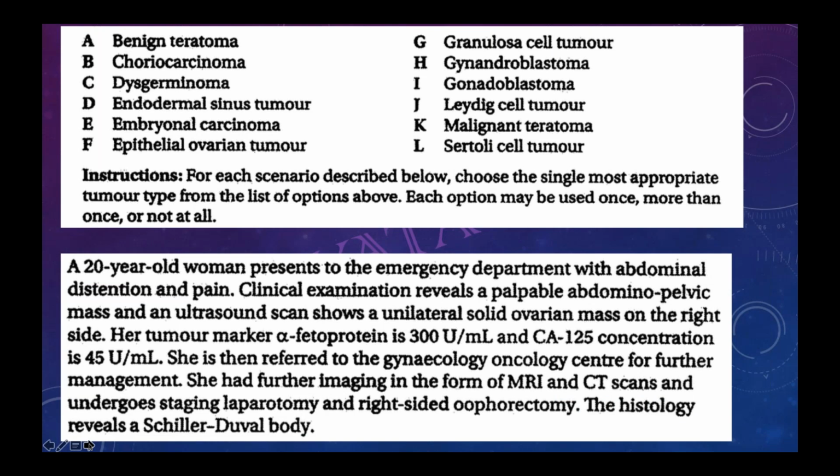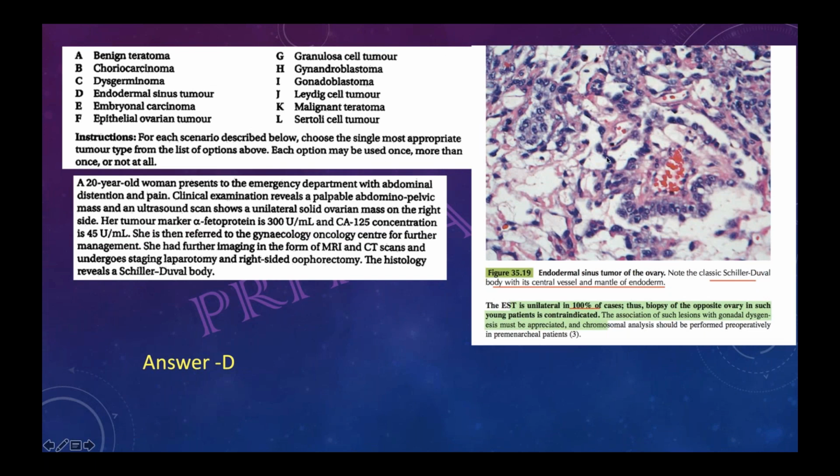A 20-year-old woman presents in the emergency with abdominal distension and pain. There is a palpable abdominal pelvic mass. Tumor marker alpha fetoprotein is 300, CA125 is 45. Refer to Onco Center. CT and MRI done, and the histology shows a Schiller-Duval body. D, endodermal sinus tumor. These are the pictures of this Schiller-Duval body.